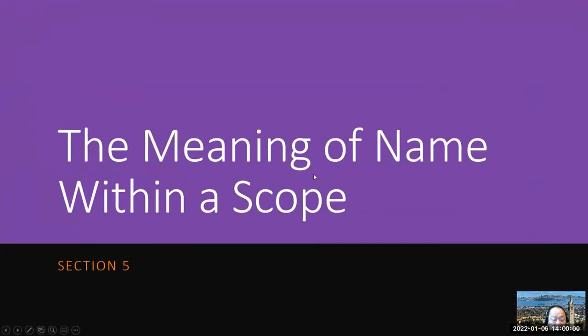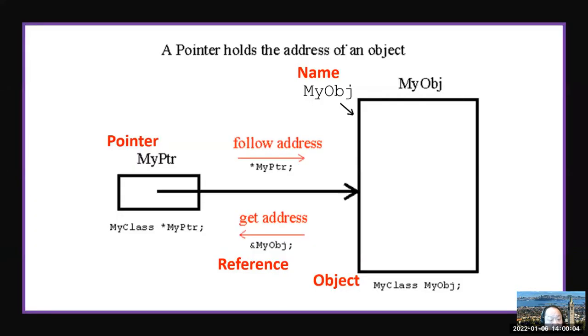Okay, so next is the meaning of the name within the scope. We have a reference or a pointer. A pointer can point to an object. This is C++, so we use a star mark. The pointer is a pointer to my class object, and my object is an object. My object's reference, the ampersand, returns the address that is assigned to the pointer, and we use the star sign to access the object itself. So my pointer is a pointer, and my object is the name of the object.